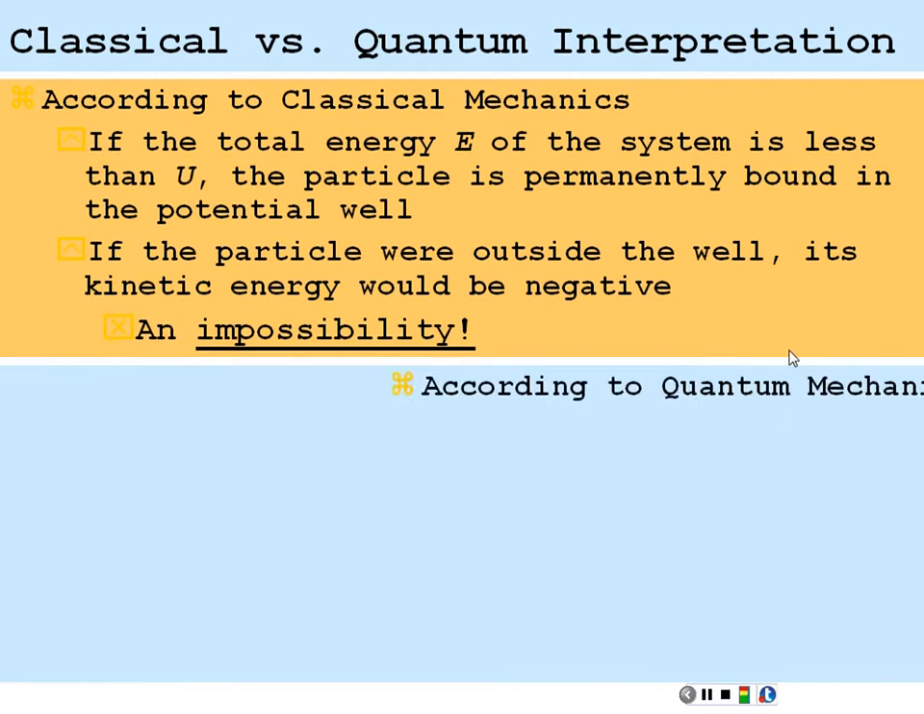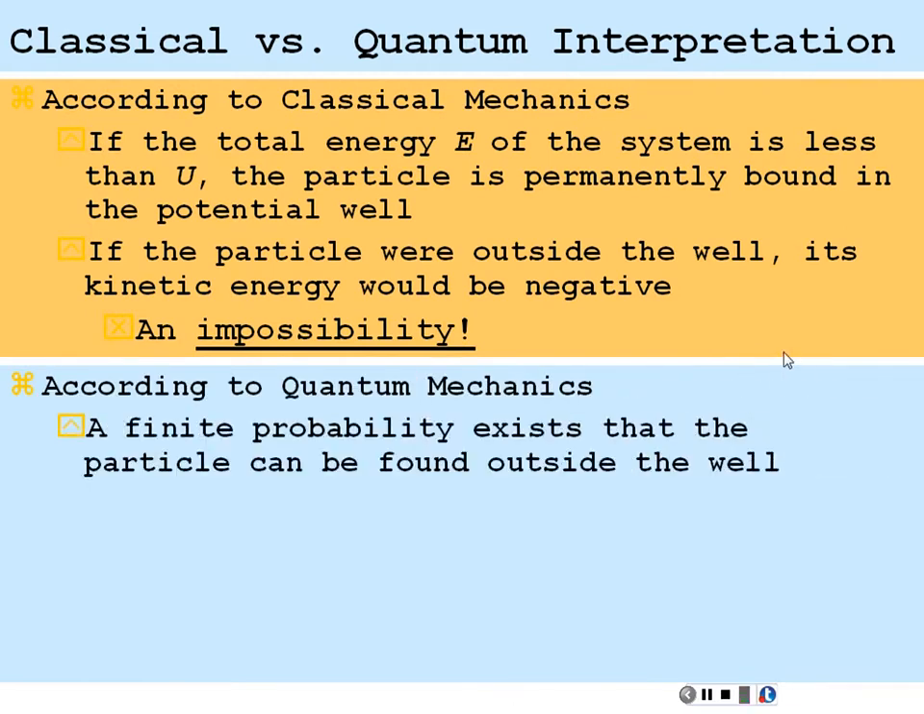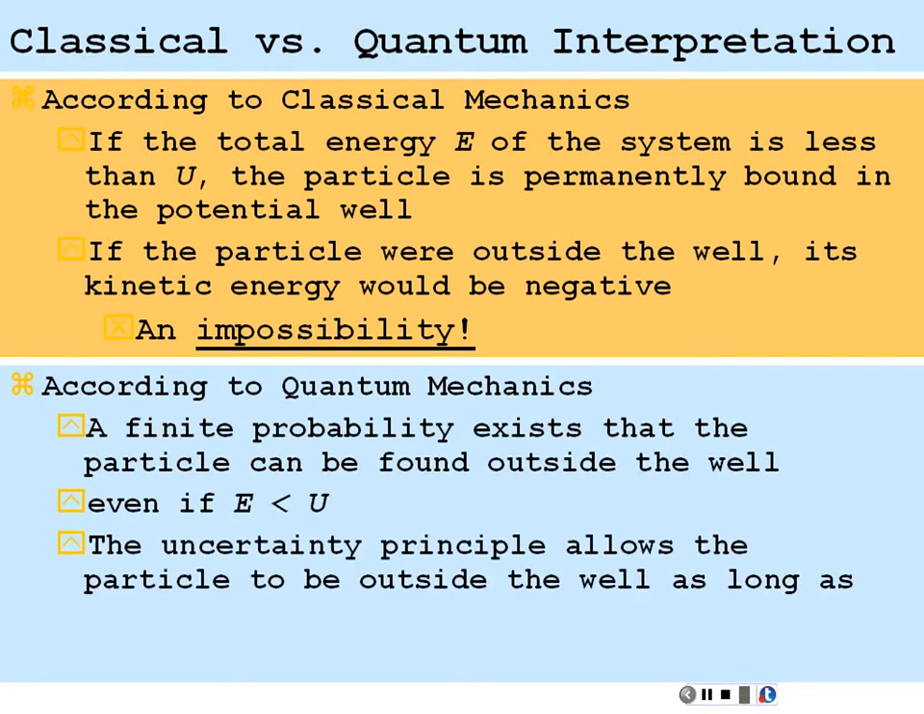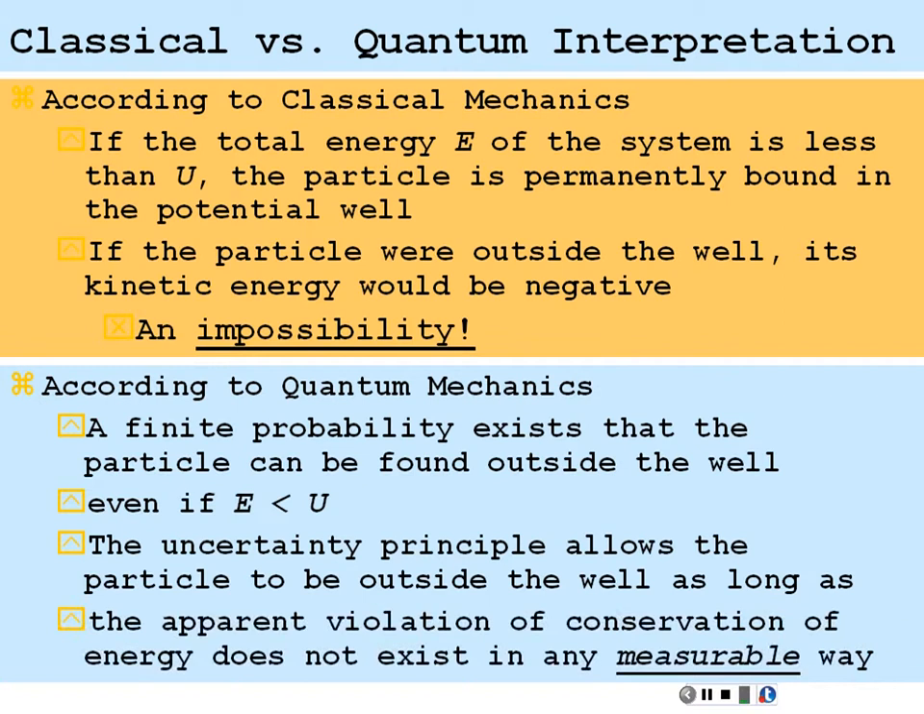But quantum mechanics is different. According to quantum mechanics, there's a finite probability that the particle can be found outside the well, even if its energy is less than the energy of the walls. The uncertainty principle allows the particle to be outside the well as long as the apparent violation of conservation of energy does not exist in any measurable way.